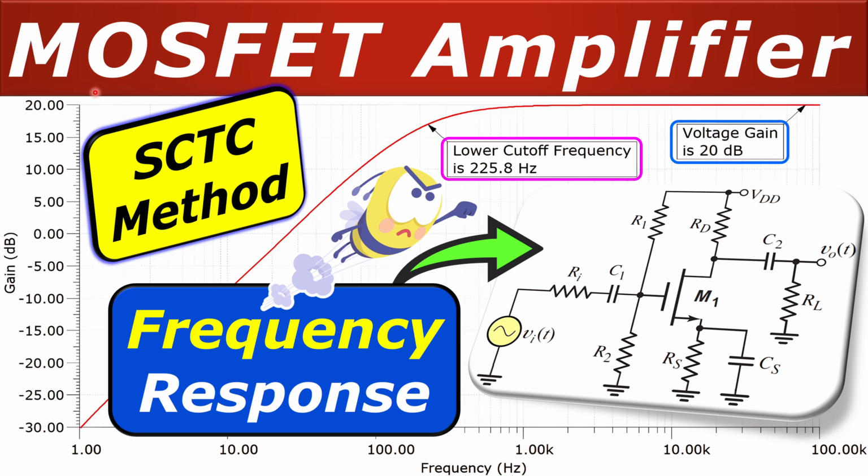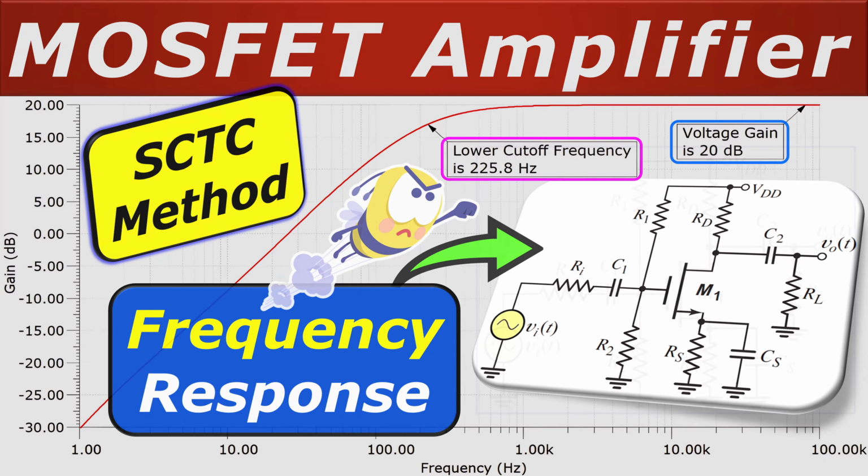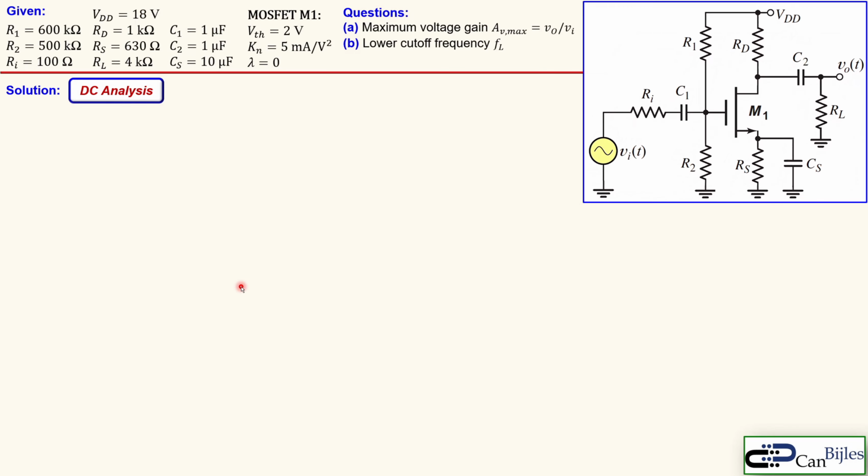In this video we will discuss the MOSFET amplifier frequency response, and we will use the short circuit time constant method to determine the lower cutoff frequency and also the voltage gain for this specific circuit. We will discuss everything step by step in our calculations and verify these in SPICE simulations. Alright, we have the following circuit.